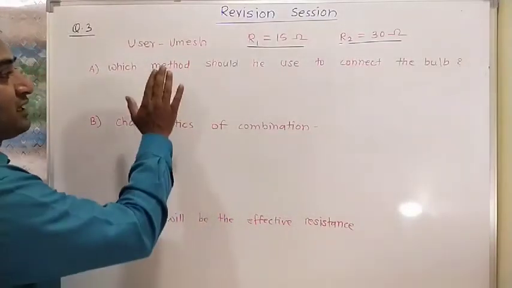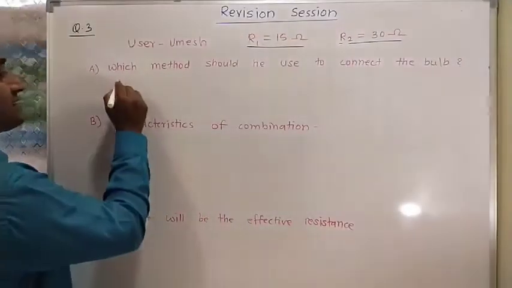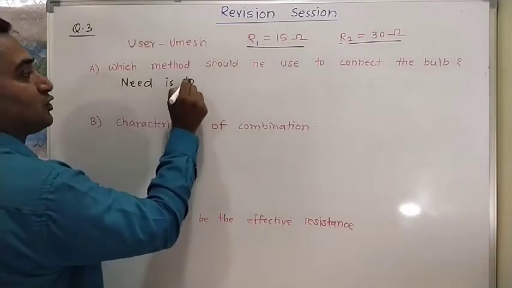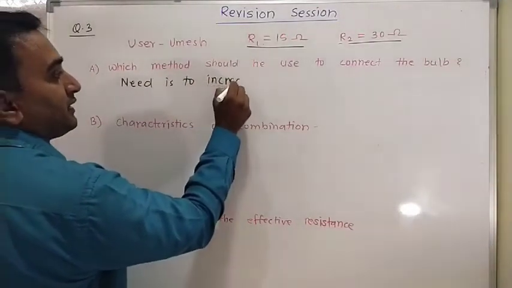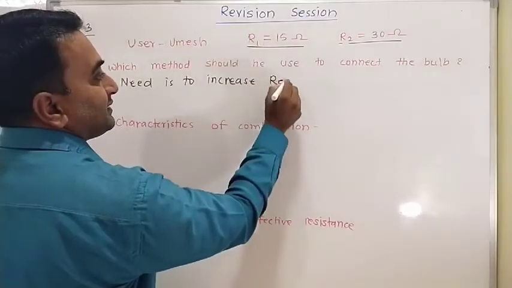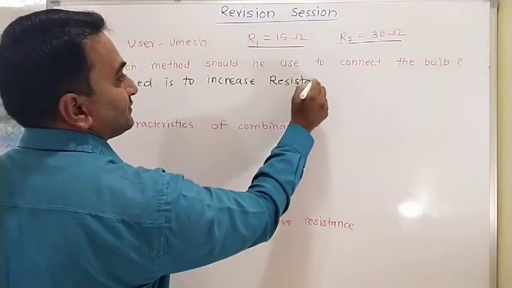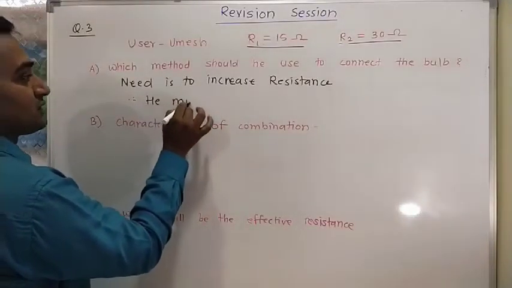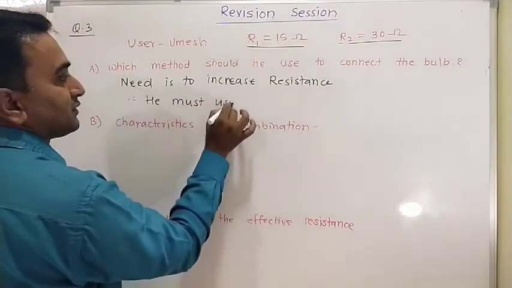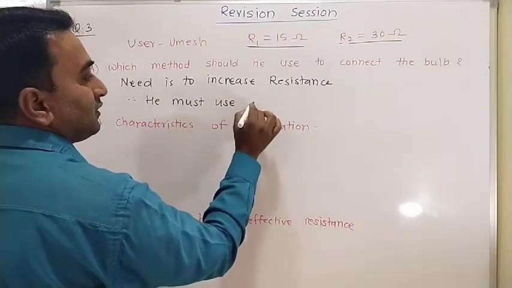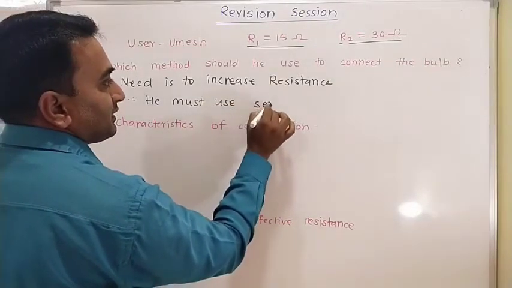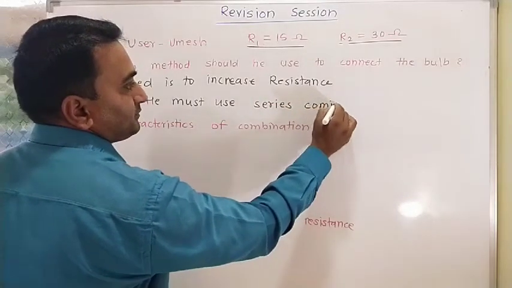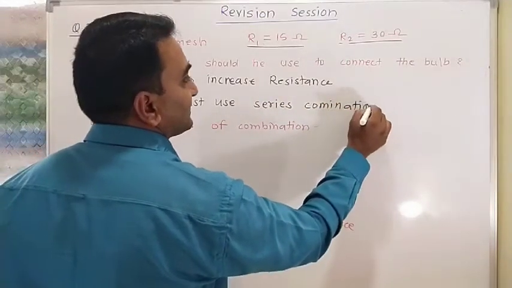So see here, what is the need? Need is to increase resistance. Therefore, he must use which combination? Series combination. So that is the first answer.